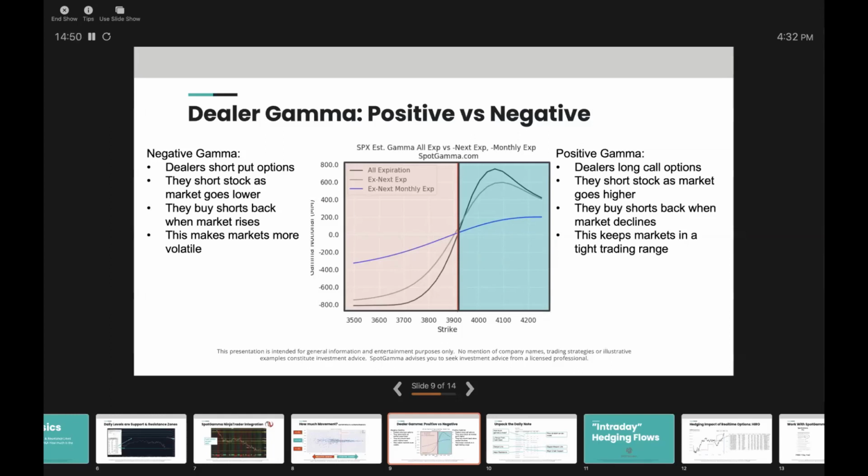You can imagine that if you were a market maker right now and you were short a bunch of put options and the market just started selling off right now, you would have to act very quickly, right, to try to hedge yourself and to try to keep up with any downdraft in the market.